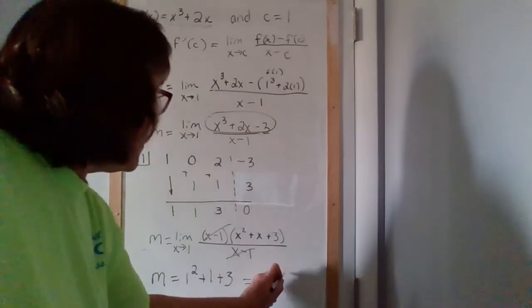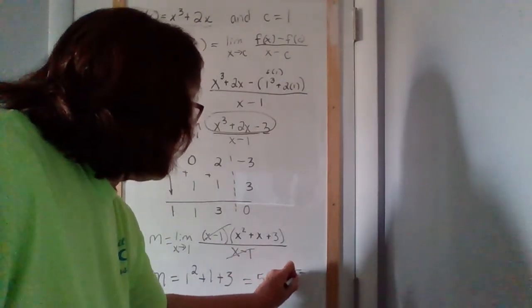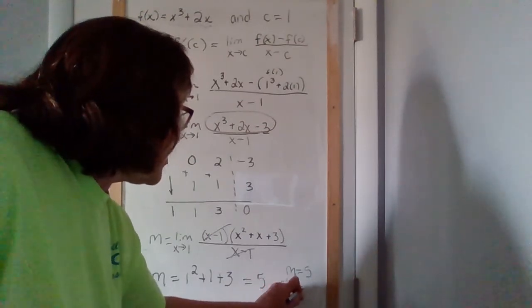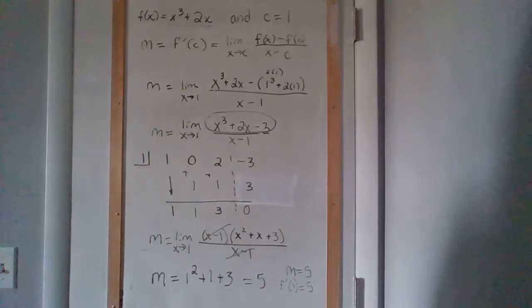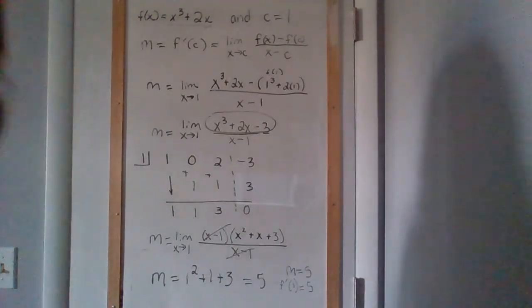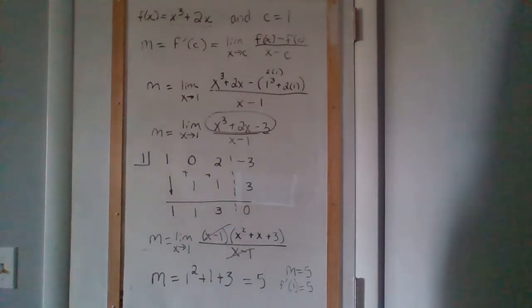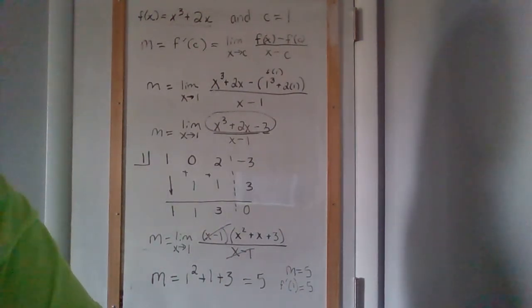So you could either say your slope is 5, or sometimes it's nice just to know that that's the derivative at the x value of 1. So f prime of 1 is equal to 5. And that'll be the conclusion for this video. We'll have one to go.